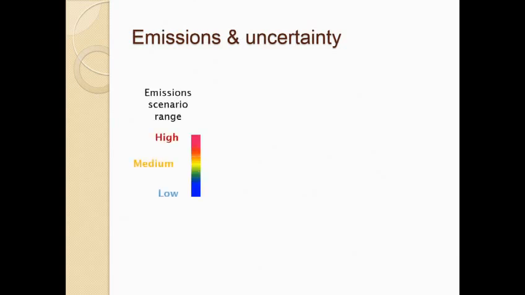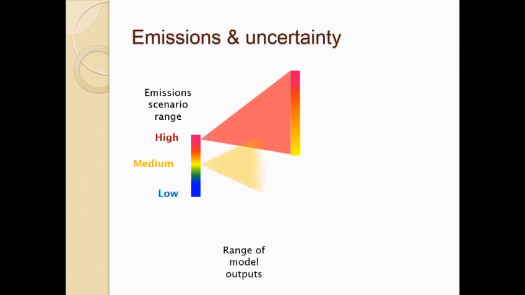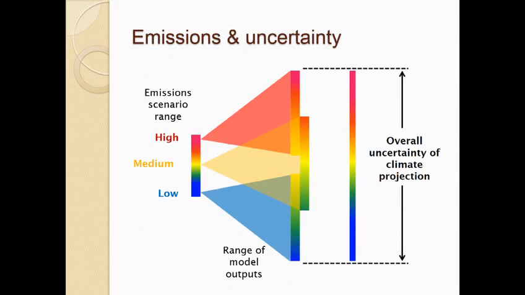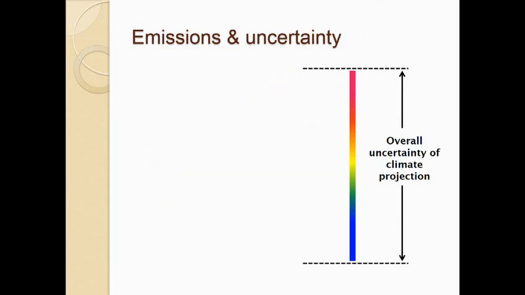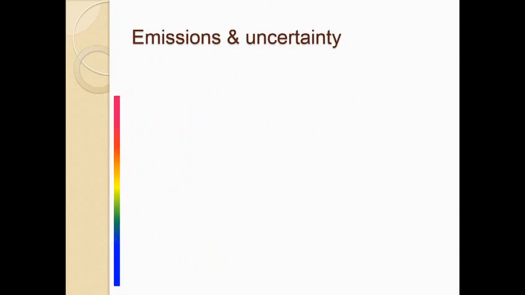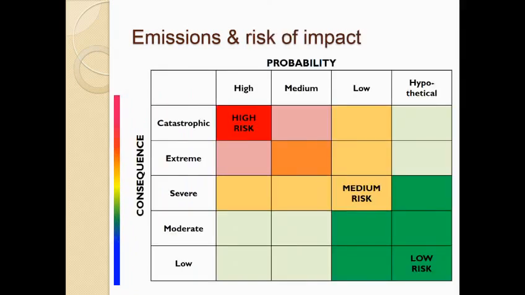So we've got a range of emission scenarios. I'll go into this in a little bit more detail. Within each scenario, the climate models model the future climate, and there's a whole lot of uncertainty that comes from the climate models. Then we've got an overall uncertainty of our climate projections. This is a gross simplification of the climate modelling process, obviously, but that's roughly the way it works. If we take that overall uncertainty, that is now on the consequence axis of our risk assessment.